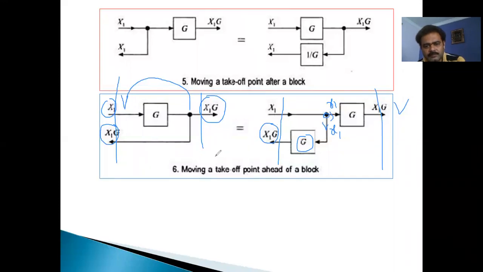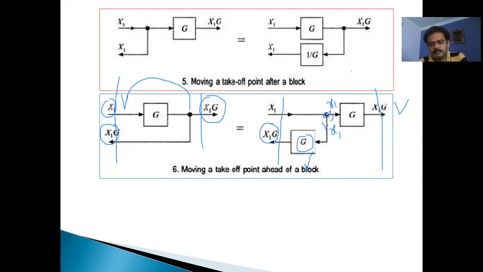So from this, we can say that if we want to move a takeoff point ahead of the block, in that case, a block G is added at the takeoff point. That is the rule. So we have to remember these, at least these four.